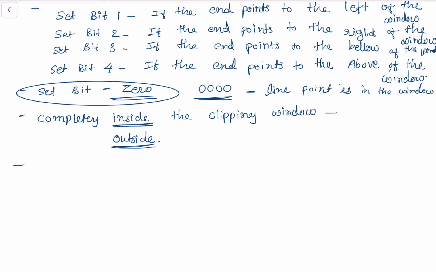Now the next one is another method to test the lines, that is total clipping equivalent to the logical AND operator. This method is test 2.